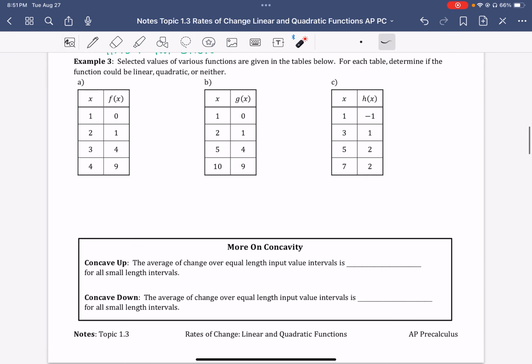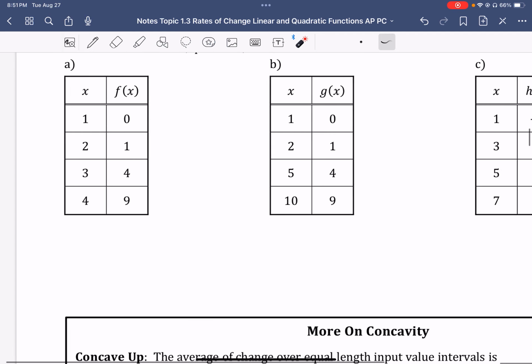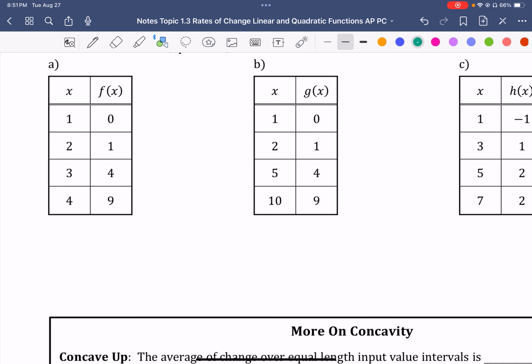Selected values of various functions are given in the tables below. For each table, determine if the function could be linear, quadratic, or neither, okay? So we're going to repeat all of the steps that we've been taking, which is finding the changes in x, and then we're going to find the changes in y. So all of my x values are adding by 1. Here I add 1, plus 3, and plus 5.